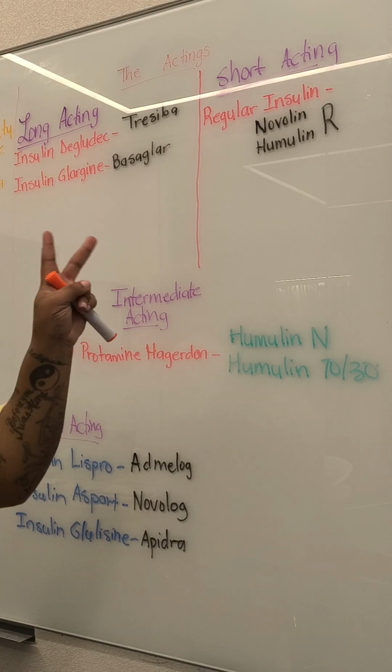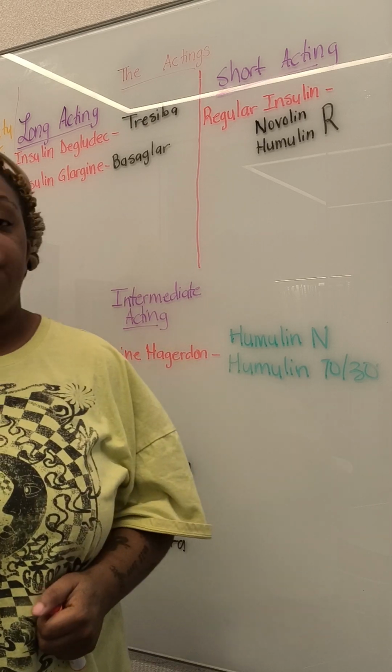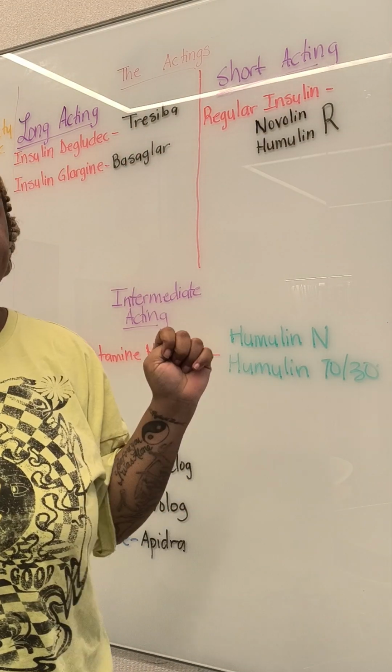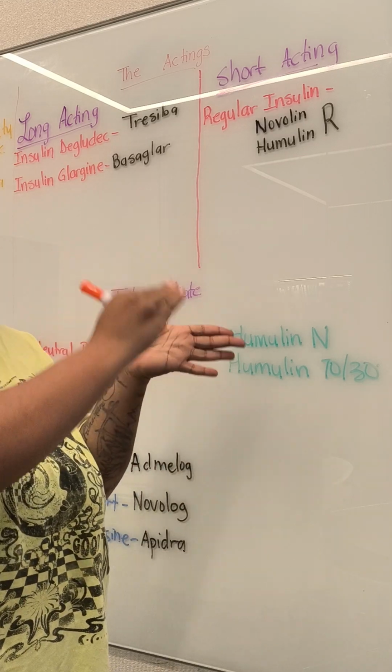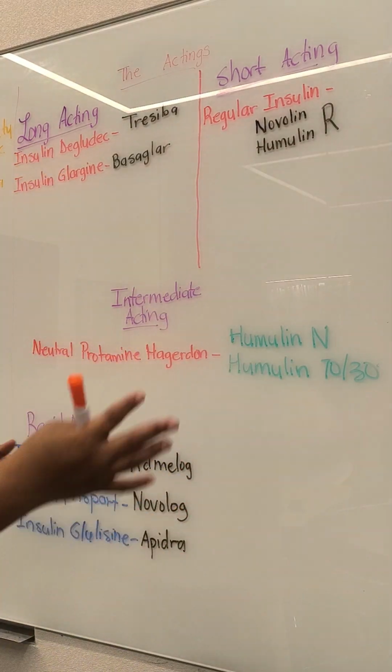Long acting, I have two of them. Both of them start with the word insulin. When you go in the pharmacy and you open the fridge, because these are all medication that you put in the fridge, you will see the medication. And on the box, it says insulin degludec. It doesn't just say degludec. So I'm not just saying insulin to be funny.